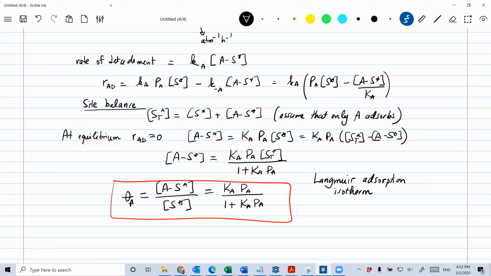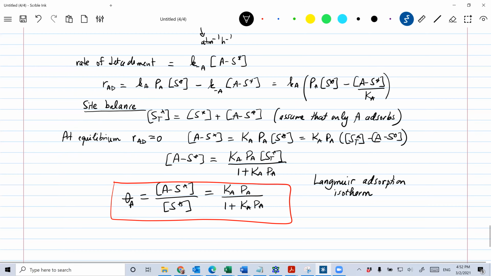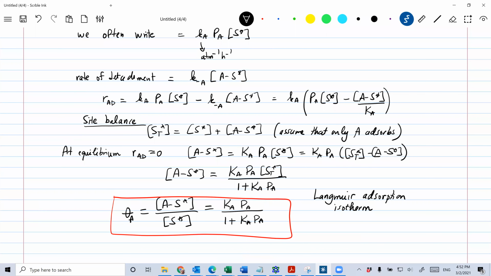I have a quick question. Yes. Where did the lowercase Ka go? Oh, because if you equate RAD to 0, the lowercase Ka is gone. Oh, right. You can just divide that out. Yeah. And then in your theta term, should it be ST star in the denominator? Yes, ST star. Yes, of course. Okay, cool. Yeah, that's right. So this is essentially the Langmuir adsorption isotherm.